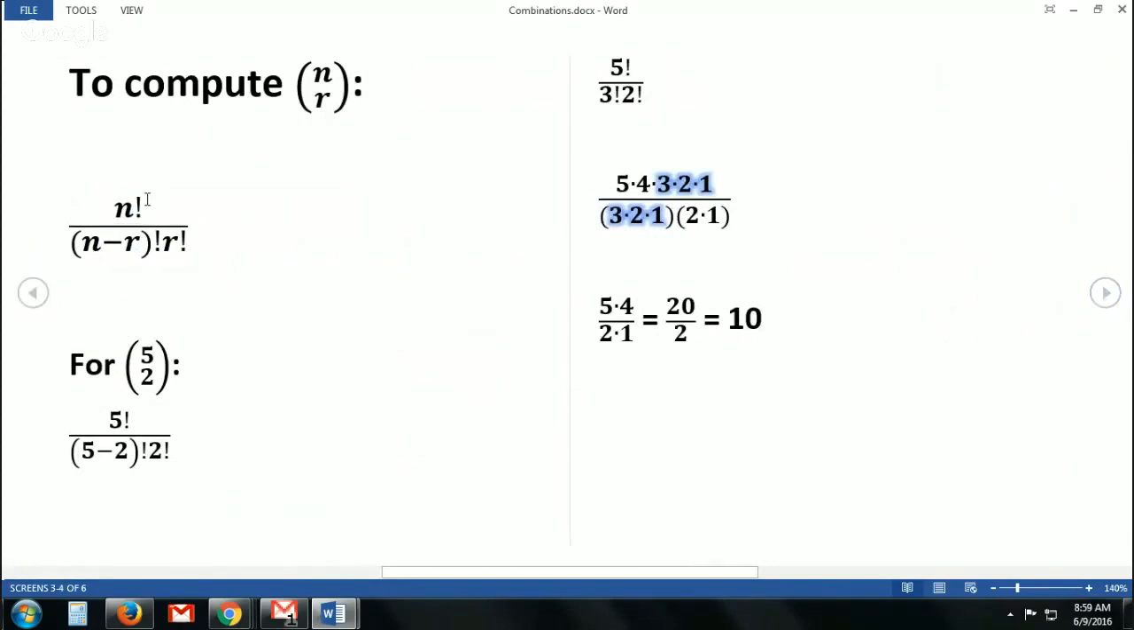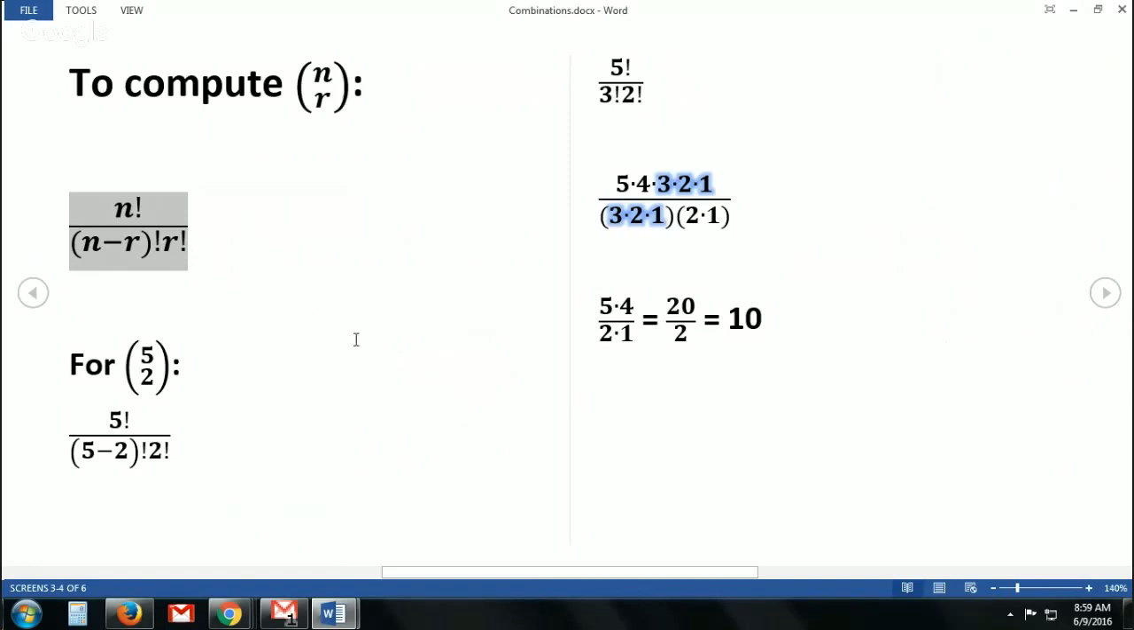Now, how are we going to compute N choose R? Our formula is N factorial. This means that we're going to take every number from 1 all the way up to N and multiply those things together. Our formula continues with N minus R factorial, and then we'll multiply with R factorial again.